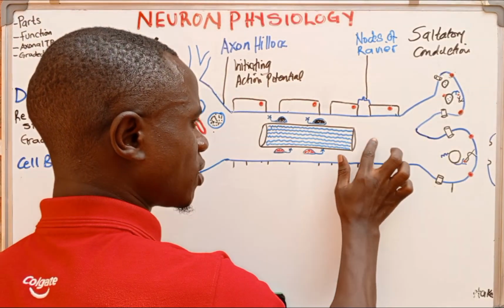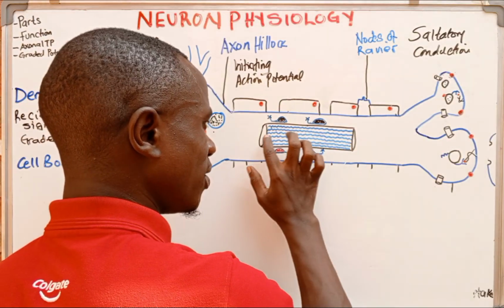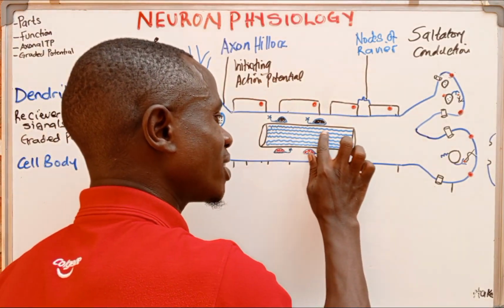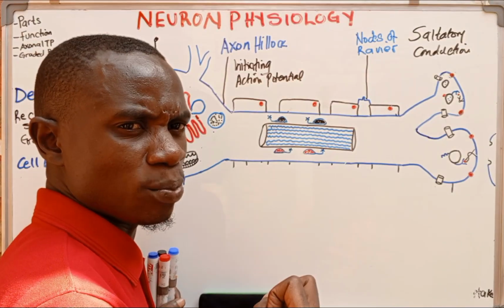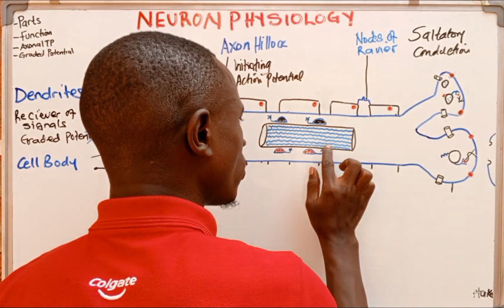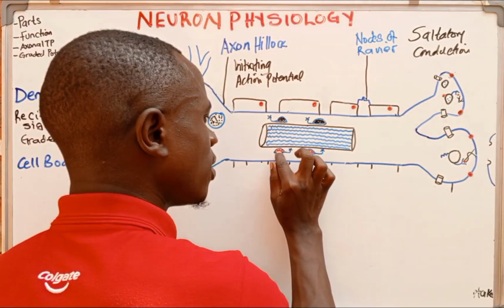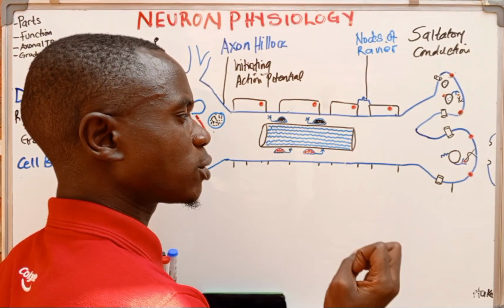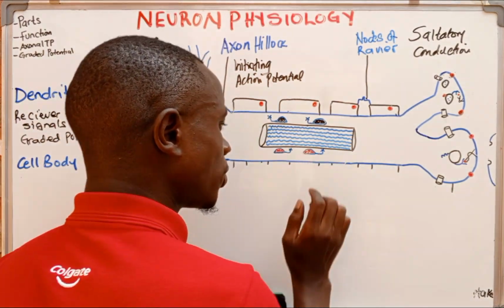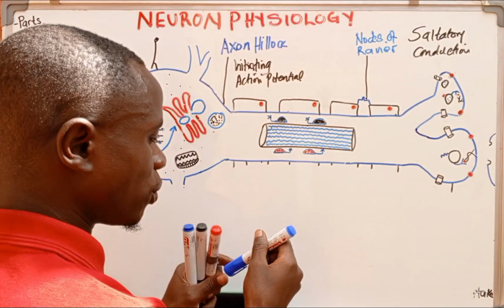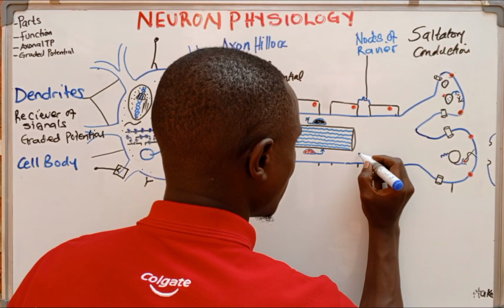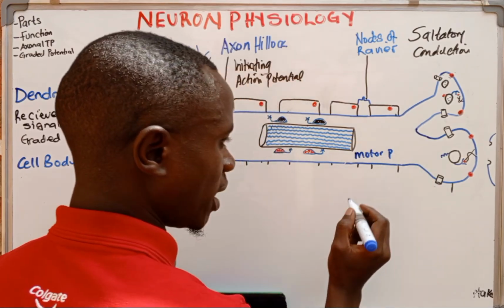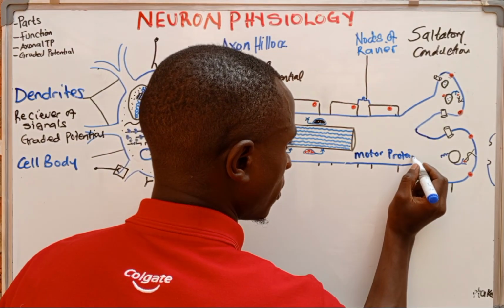You see this structure is going to be in the axon. This structure is part of the cytoskeleton, and it is what we call the microtubule. Now, this microtubule has these transport proteins. You see these airplanes, they are the transport proteins. These transport proteins are what we call the motor proteins.